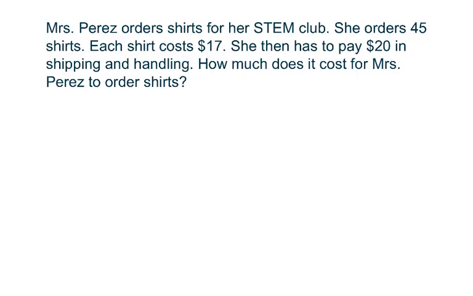Miss Perez orders shirts for her STEM club. She orders 45 shirts. Each shirt costs $17. She then pays $20 in shipping and handling. How much does it cost for Miss Perez to order shirts?